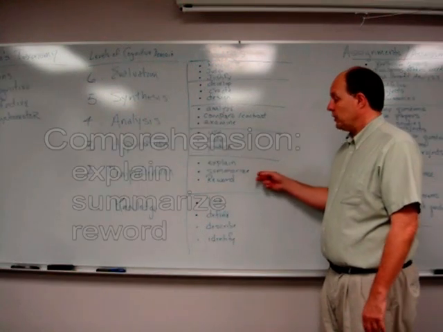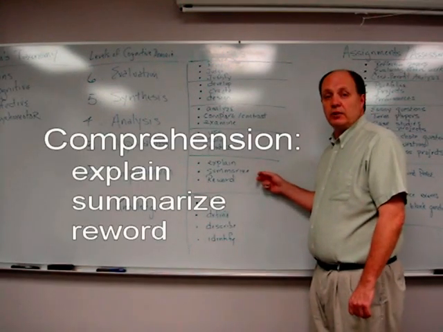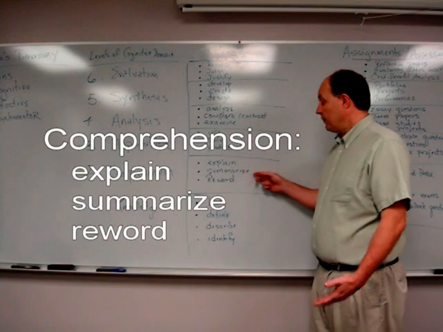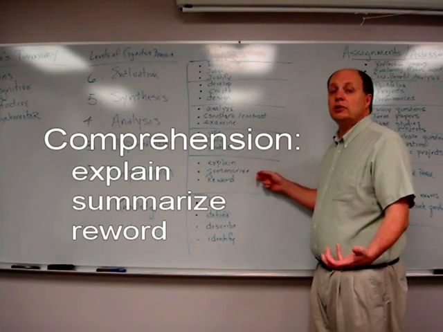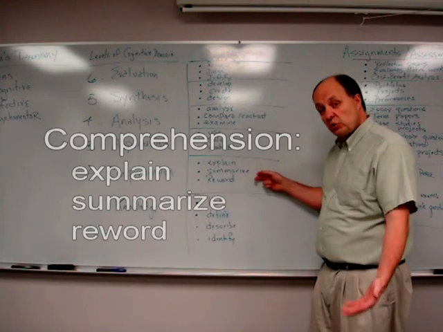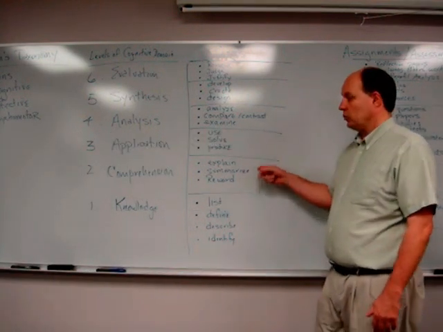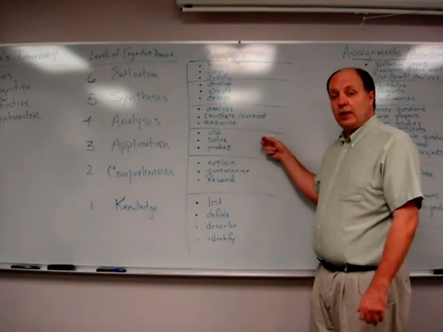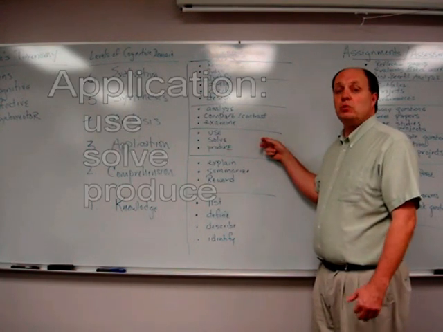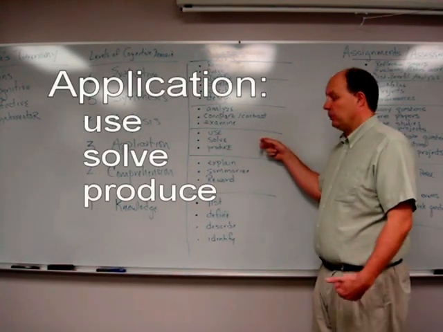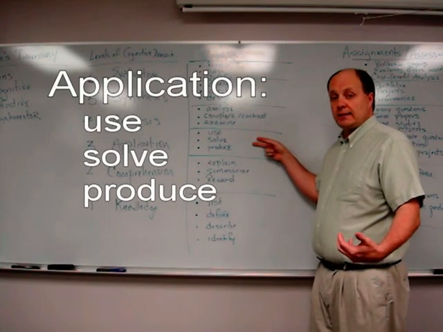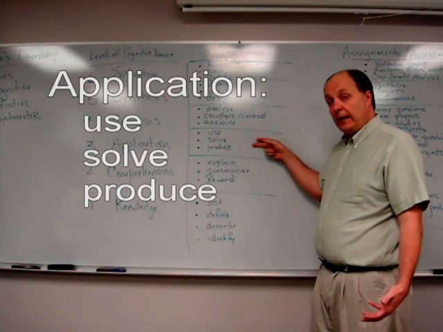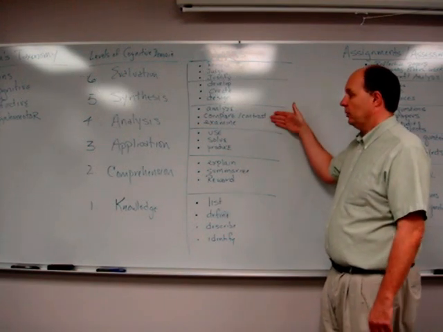If we're up to comprehension, you might see verbs that say the student should be able to explain, to summarize, to reword something, to say that there's more than just knowledge; I'm now able to comprehend. Understand would also be a good verb in here. For application, the verbs that you might see are the student should be able to use, solve, or produce. Here we're actually asking them to apply that situation, so apply would be a good verb as well.